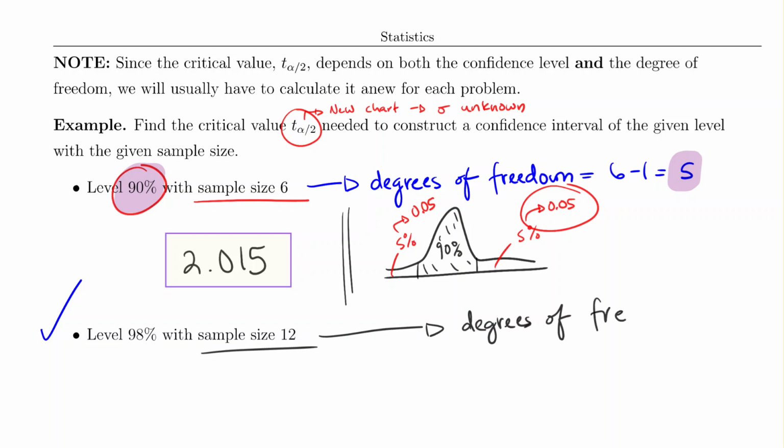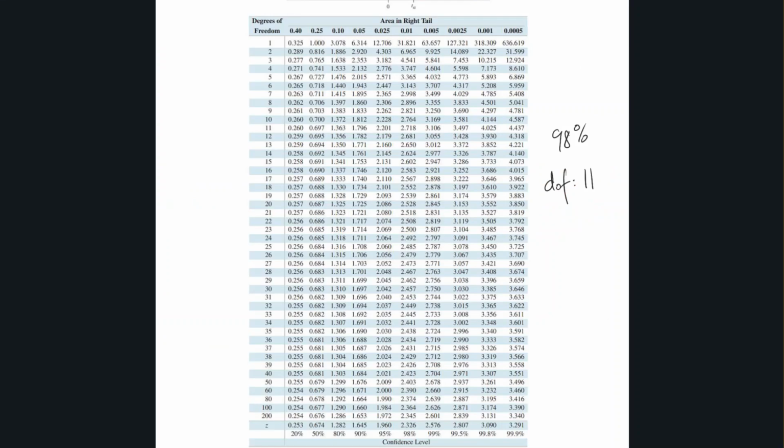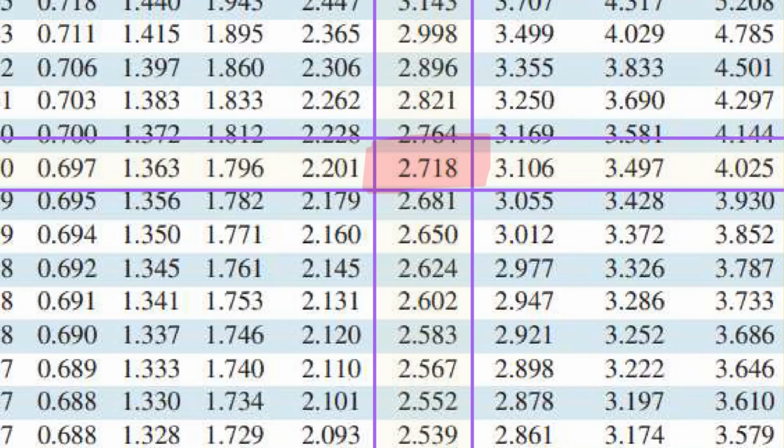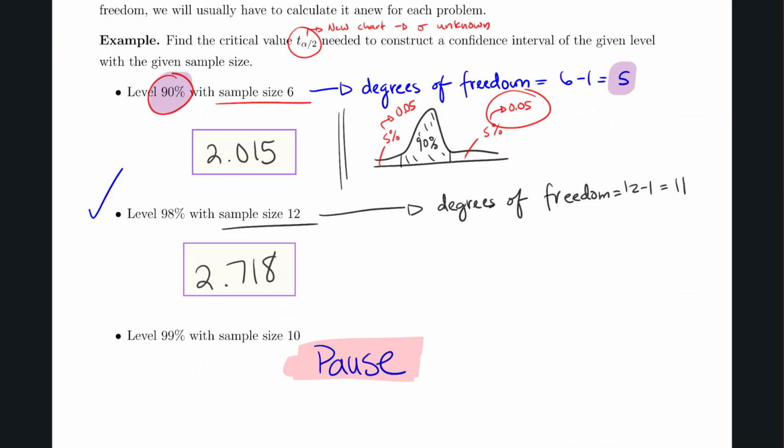Degrees of freedom is 12 minus 1, which is 11. So I'm going to be looking for the column of 98% confidence and cross that with the row degrees of freedom 11. Looking in the bottom, I find 98% here, degrees of freedom 11. We zoom in and see the score is 2.718.